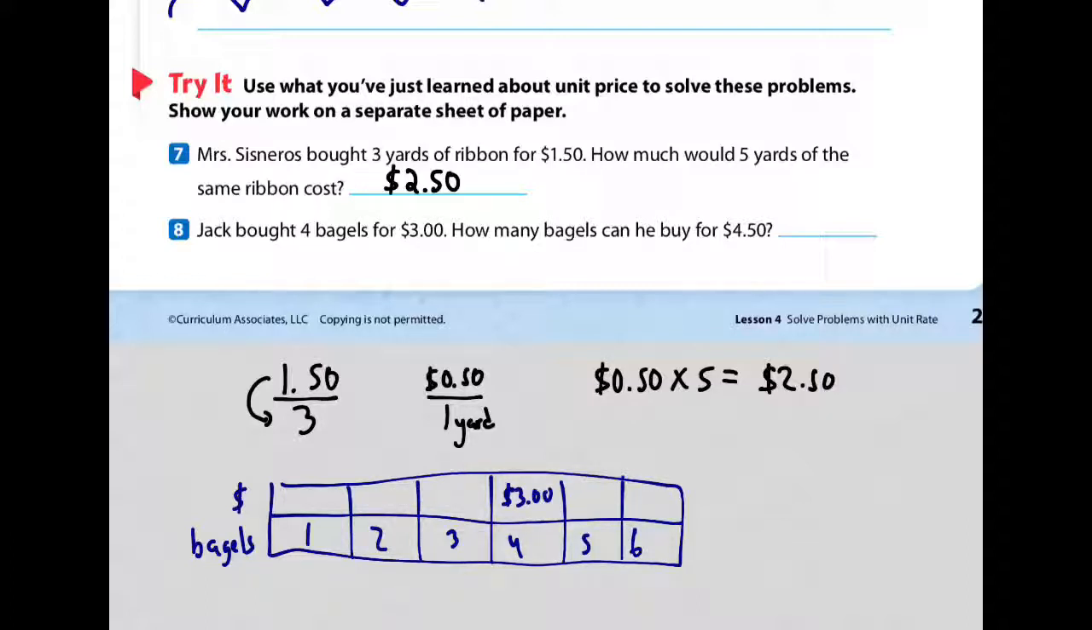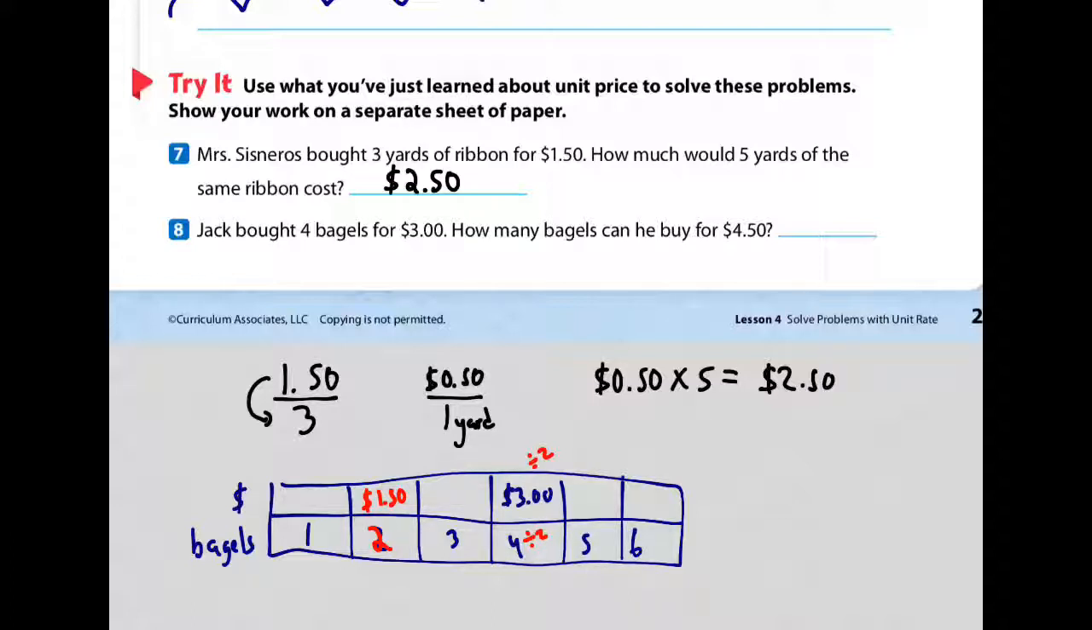Now, what I know is this. Remember how we filled in some other ratios on that table on the other page? I'm going to start doing that. I know if I divide both of these by 2, I'll get how much 2 bagels cost, because 4 divided by 2 is 2. And $3 divided by 2 is $1.50. Now remember, that's not the answer. This wants to know how many bagels can he buy for $4.50.